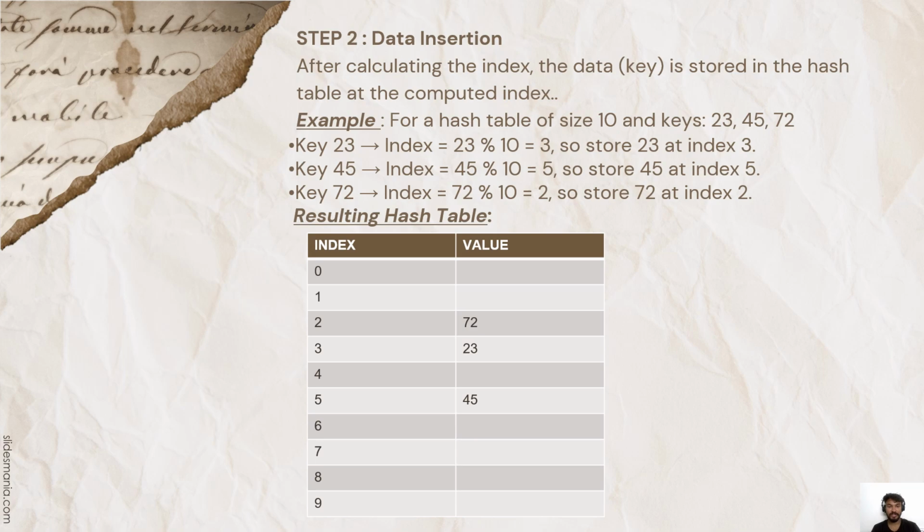Step 2, data insertion. After calculating the index, the key is stored in the hash table at the computed index. For example, for a hash table of size 10 and keys 23, 45, 72. For the key 23, index = 23 modulus 10. The remainder is 3, so we store 23 at index 3. The resulting hash table is given below.